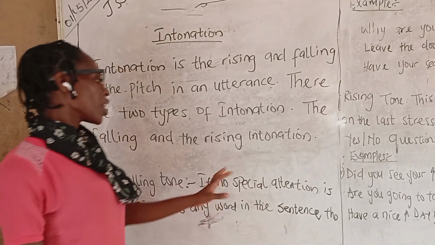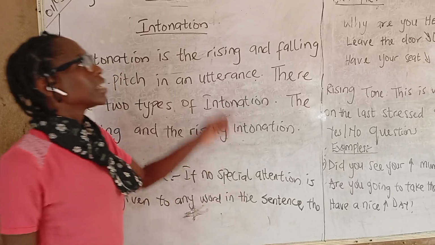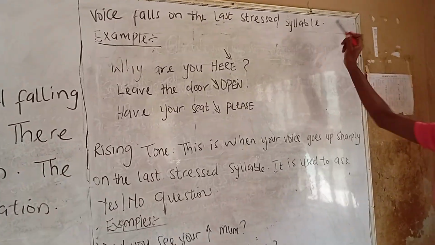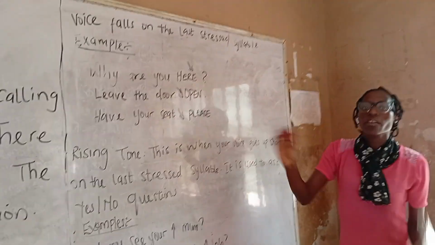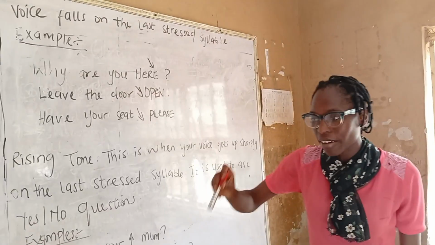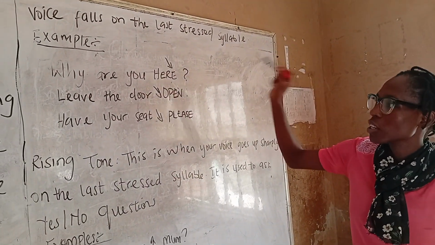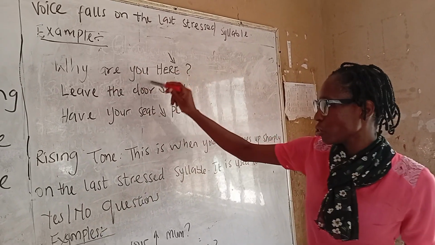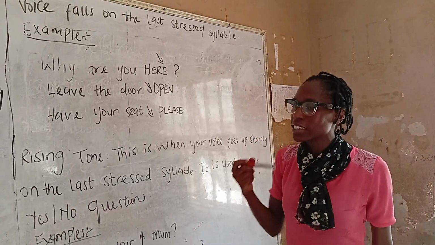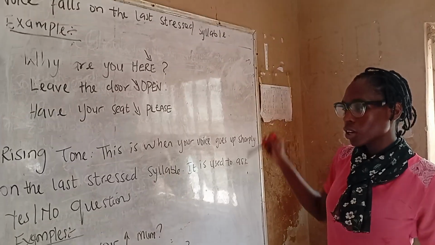Now the falling tone. If no special attention is to be given to any word in the sentence, the voice falls on the last stressed syllable. So what we are saying is that if no attention is given in the sentence to any of the words, the voice falls on the last stressed syllable. So we have, "Why are you here?" From the way I'm speaking, you can see that my voice came down at the end. Why are you here?